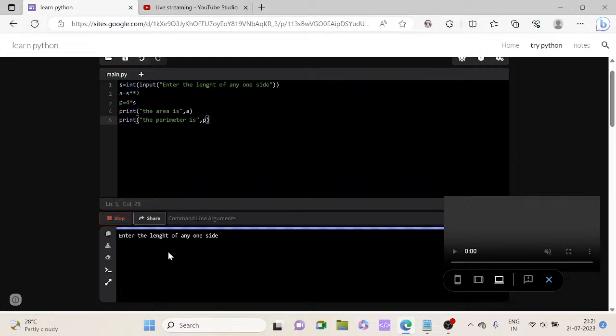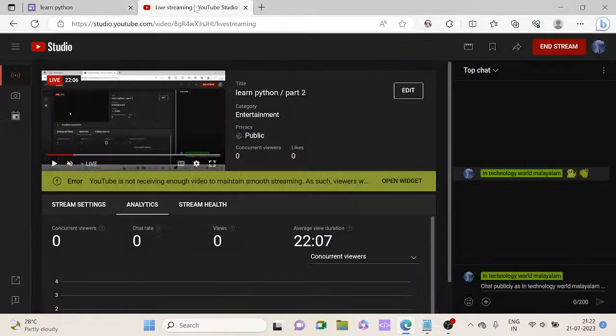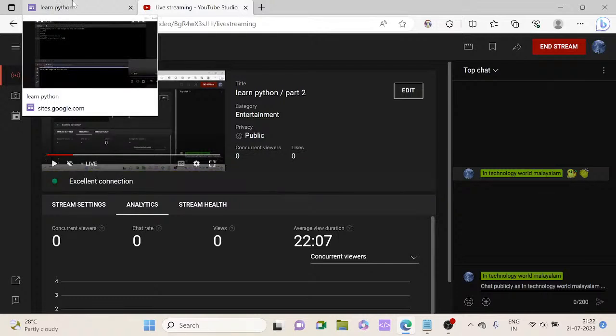So we are running three platforms in one. First thing, OBS Studio. Second thing, it's streaming to our coding platform. So that will take some internet. Okay, so now the connection is okay.